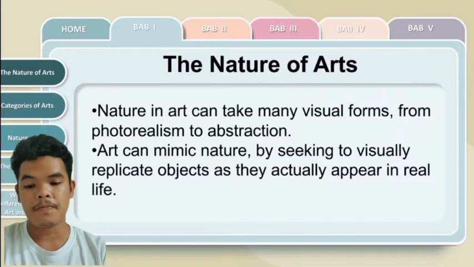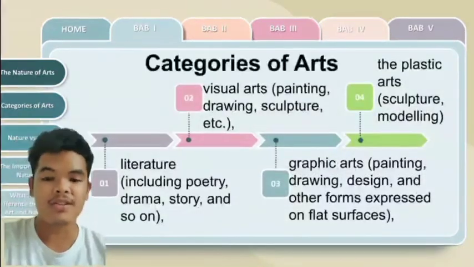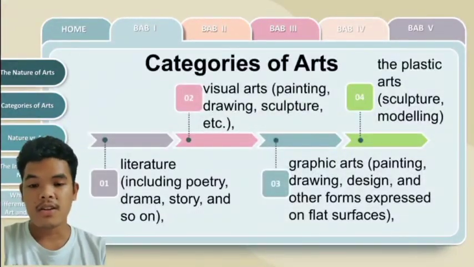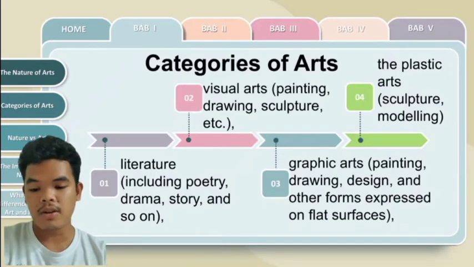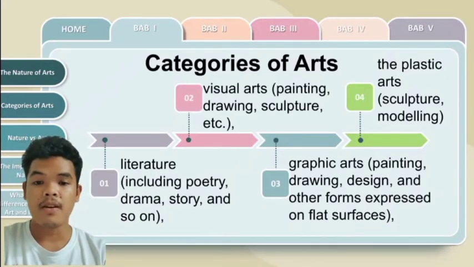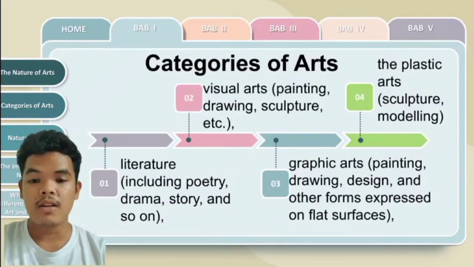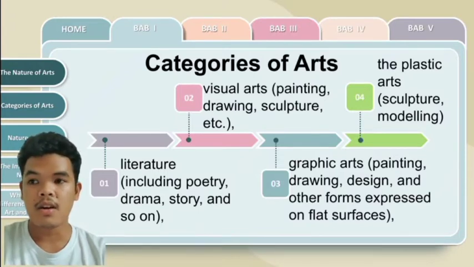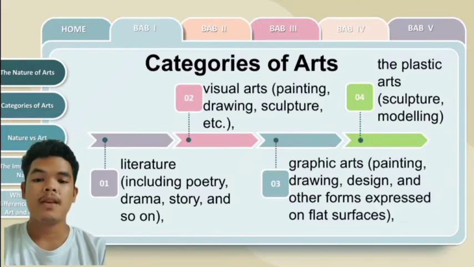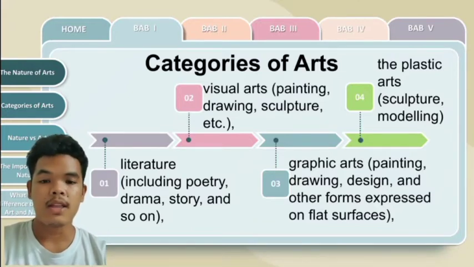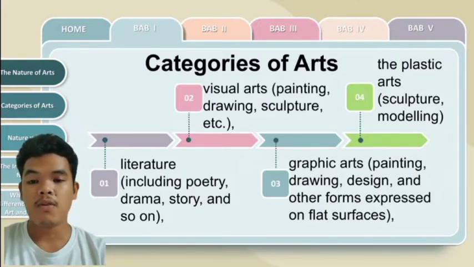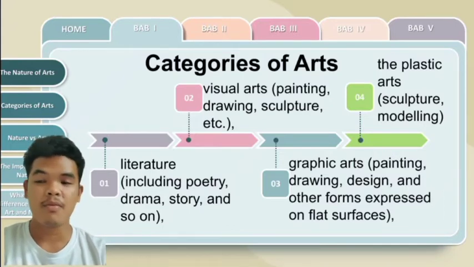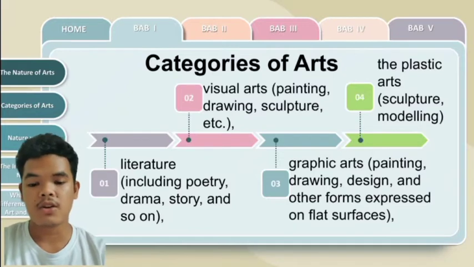And there are so many categories in arts, such as literature, including poetry, drama, story, and so on. Arts doesn't really focus on making visual graphics. It also focuses on how we are able to express our creativity in the form of drama, stories, and poetry, and how we express our thoughts.